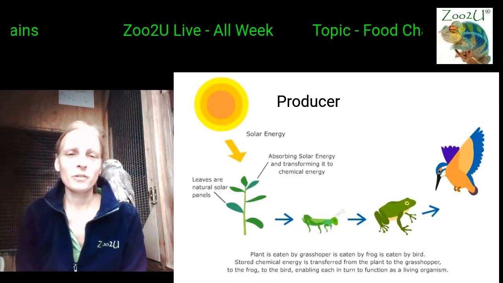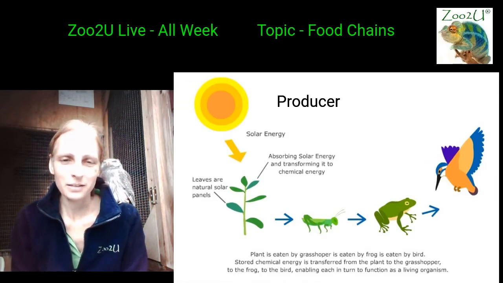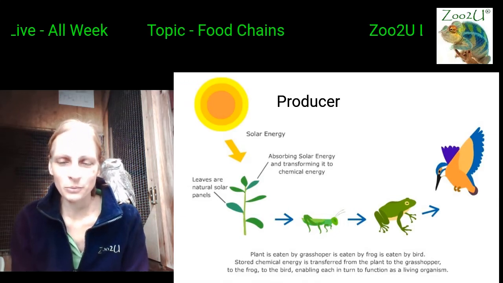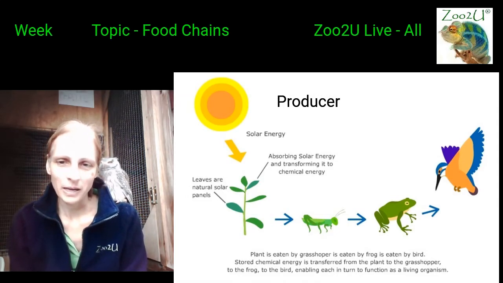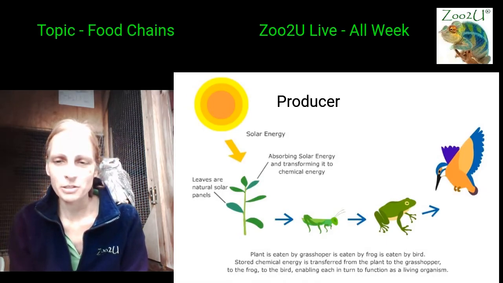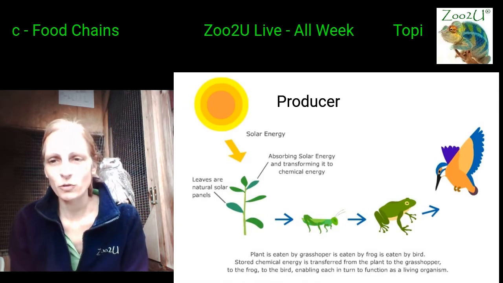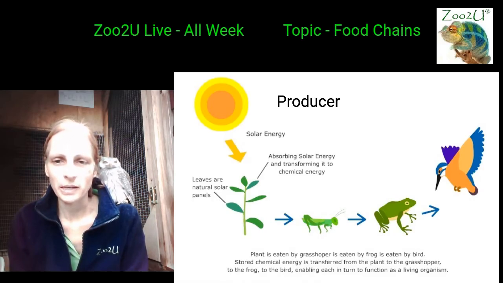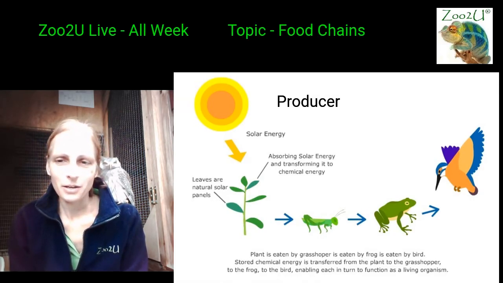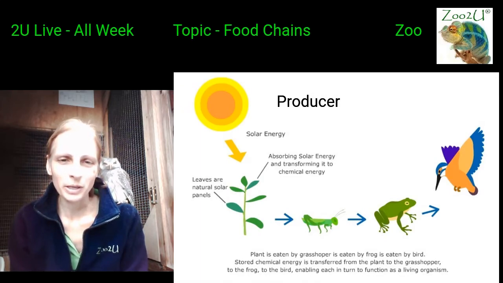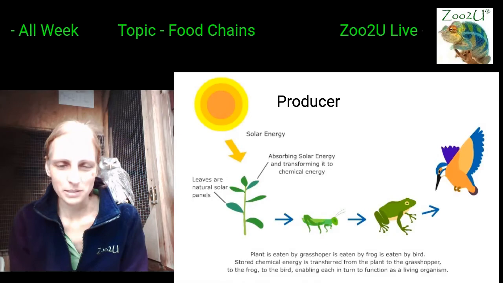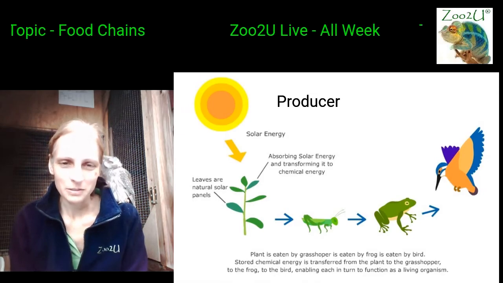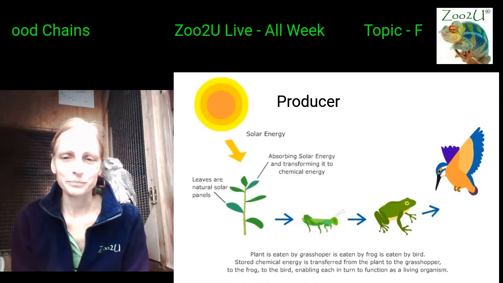And then the plants are very, very important because they're the ones that are going to give food to those primary consumers. So on this diagram, we have a grasshopper. The plant is eaten by the grasshopper, which in turn is eaten by the frog, and the frog in turn is eaten by the bird, by the kingfisher here. So each organism is transferring energy to the next organism. And that's basically how the world revolves. It's all about a transfer of energy.